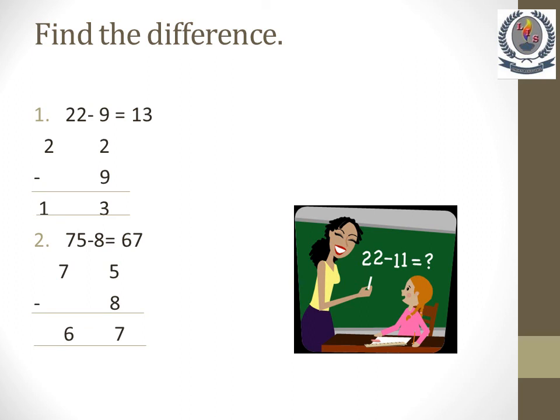The second one, 65 subtract 3. The ones side having 5 ones and 3 ones. 5 minus 3 is 2. The tens place, 6 tens minus 0 tens is equal to 6. Answer is 62.